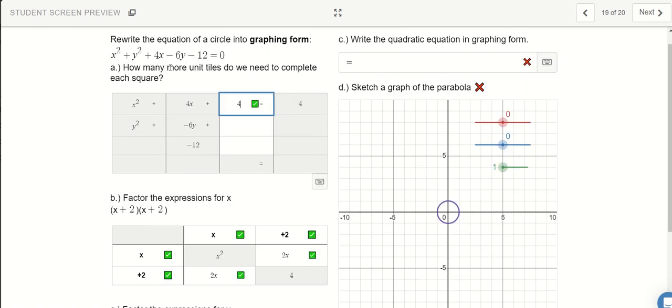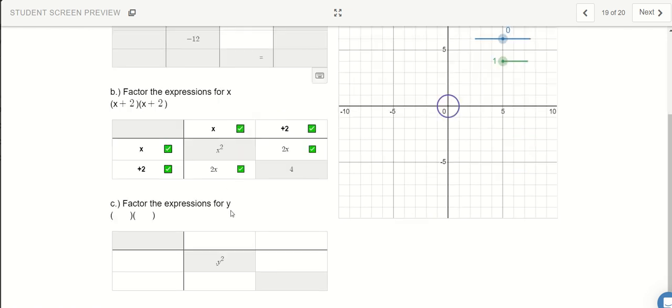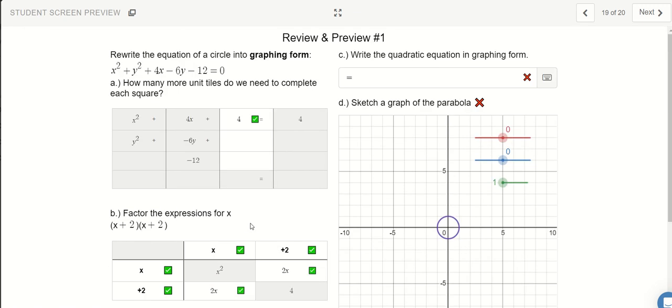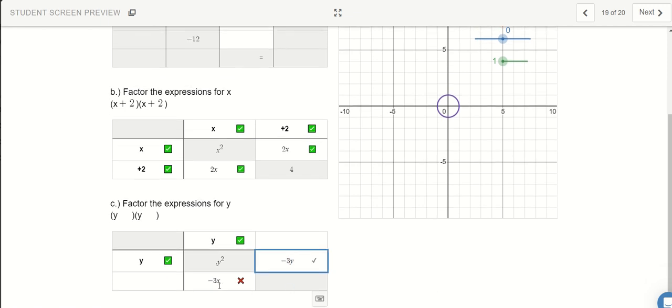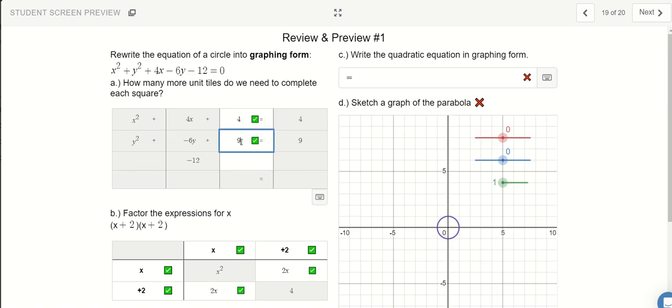All right, let's try the next one. Here we have y squared minus 6y. So y and y. Again, I have minus 3y, splitting that in half. Minus 3y, minus 3y. Okay, and now that we have our y's, that's going to do y minus 3 times y minus 3. To complete this box, negative 3 times negative 3, we need to add 9 more tiles here.